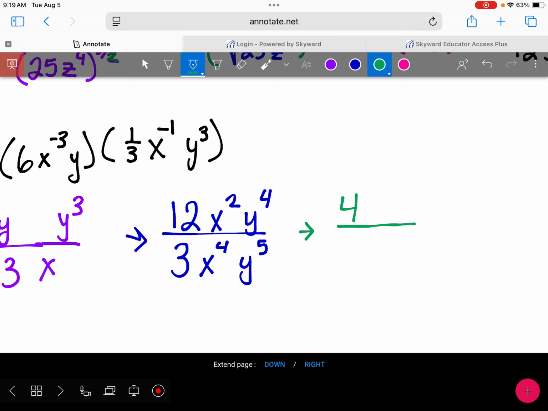What are we going to be left with for our x's? X squared on the bottom. And then just 1 y on the bottom. And that's our answer: 4 over x squared y. Okay. So do your numbers, then your x's, then your y's.